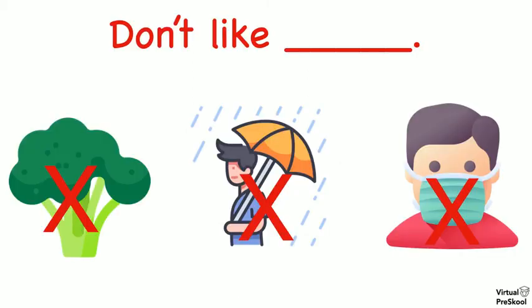All right, now we've done like. I like something. I like Legos or I like toys, okay? But let's talk about when you do not like something. Don't like. Don't like broccoli. Don't like rain. Don't like COVID, okay? So what's the phrase for that? Well, this one should make sense to you because you've learned the word nahi. What does nahi mean in Hindi?